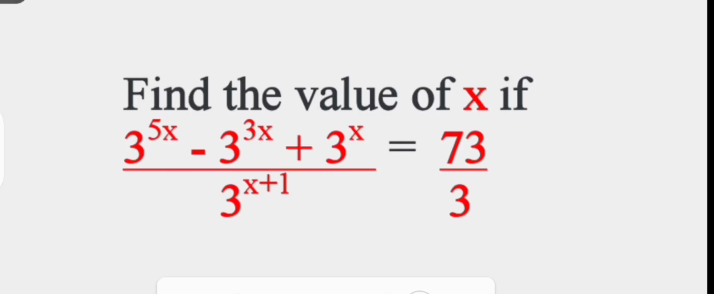In this math tutorial, we want to find the value of x if (3^(5x) - 3^(3x) + 3^x) / (3^(x+1)) is equal to 73/3.